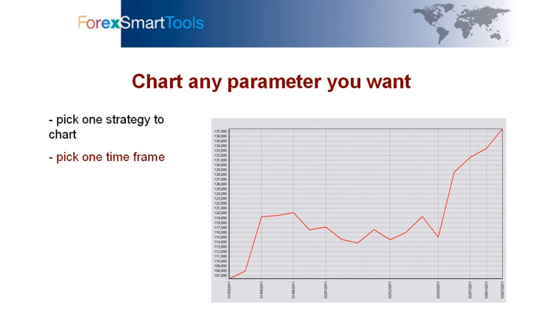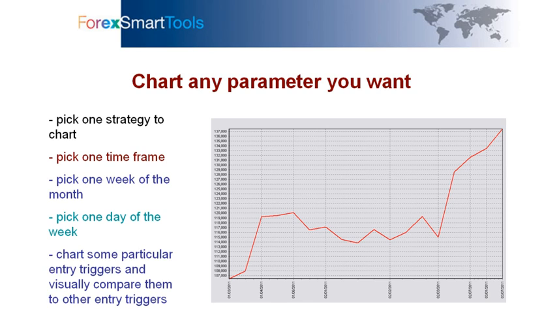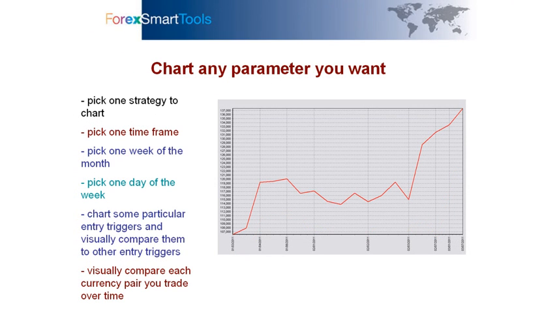You can pick one particular time frame and chart it. You can pick 1 week of the month and chart it. You can pick a day of the week. You can pick some of your specific entry triggers, and if you've noted them while you were inputting that trade information, you can visually compare how those entry triggers did with other entry triggers. You can visually compare one currency pair that you trade with another. You can't overlay charts, not at this time.